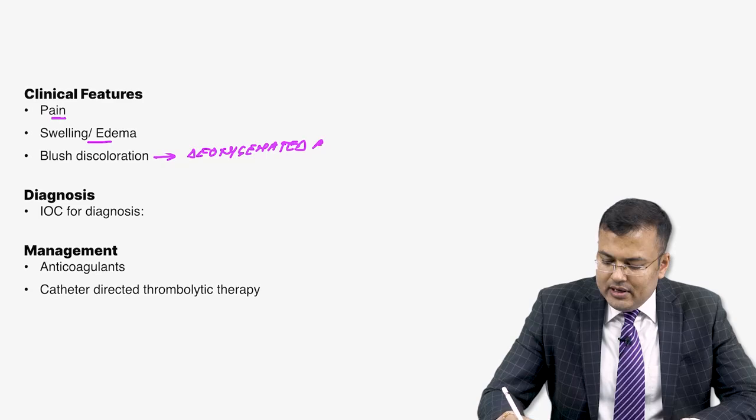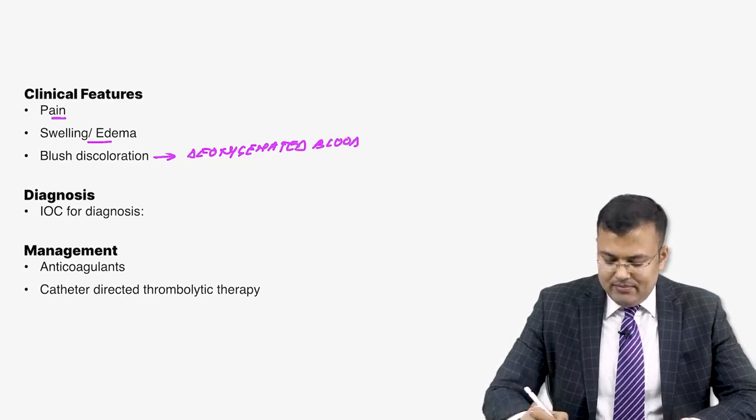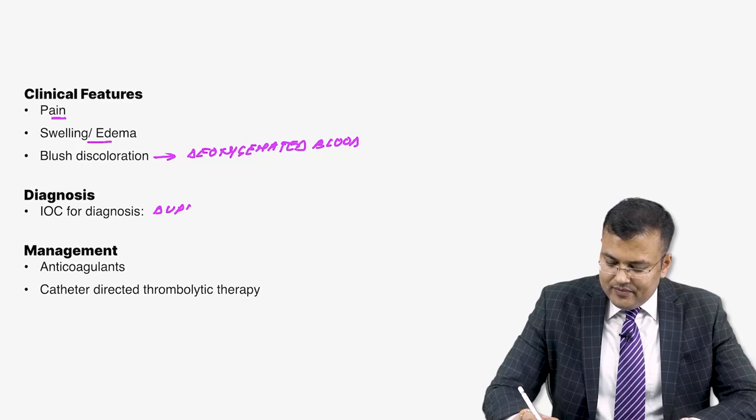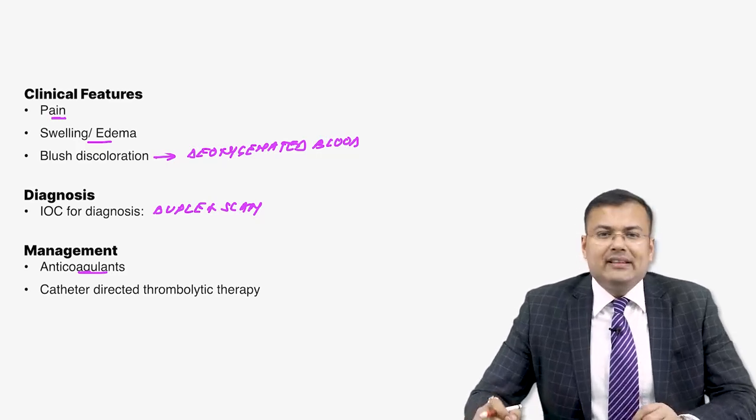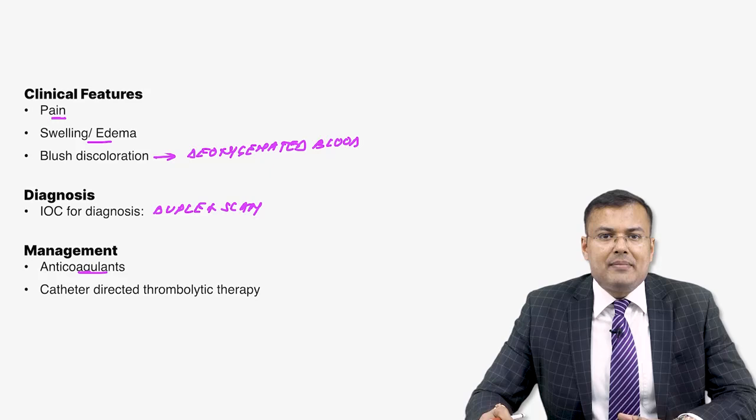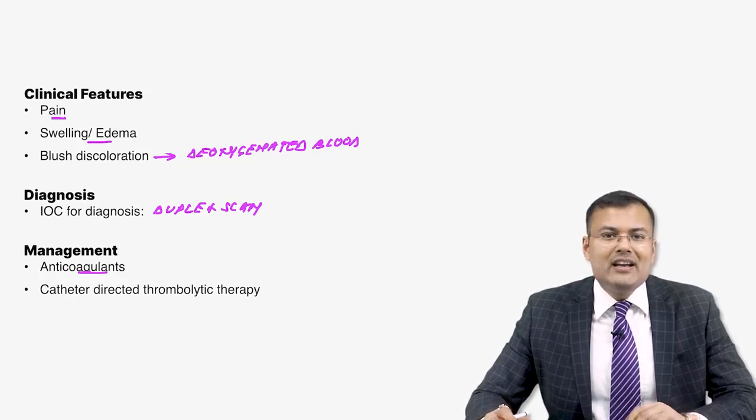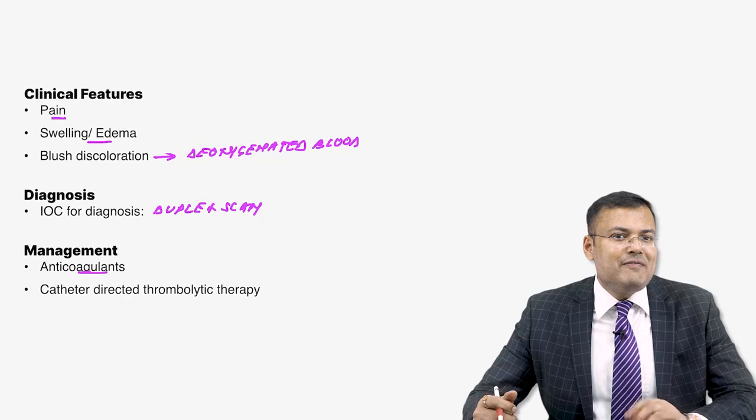So it is similar. Investigation of choice, again it's the same, we go for duplex scan, and management is also all the same. We start anticoagulants and we go for catheter directed thrombolytic therapy. So this is how we manage the patients who are having ASVT, axillary subclavian vein thrombosis.